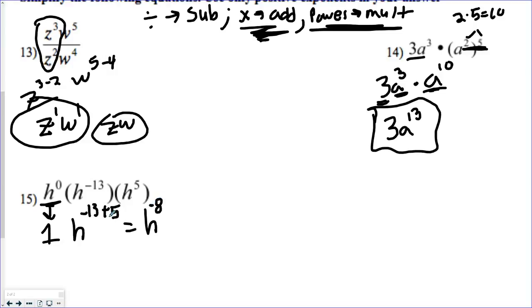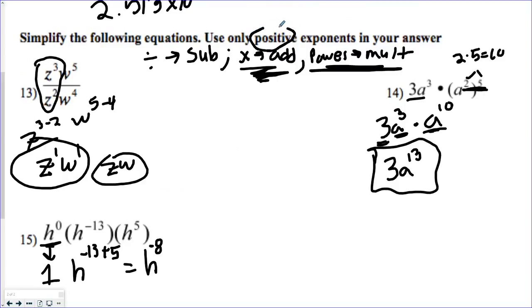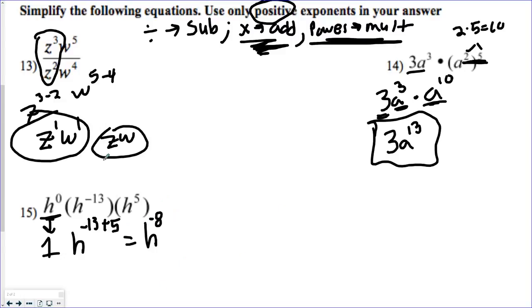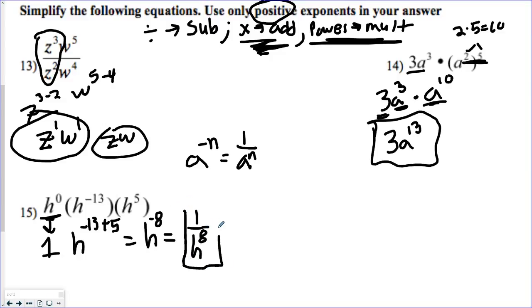And of course, it's going to be a negative 8 because 13 is bigger than 5. Now, the rules here say use only positive exponents. And obviously, negative 8 is not a positive exponent. So how do we make it positive? Well, the rule is that if you have any number, we'll call it a, any number to any negative exponent, you can make it positive by just switching the position, usually putting it on bottom, although the reverse is also true. So this h to the negative 8 can be written as 1 over h to the positive 8, and then that would be how I leave my answer.